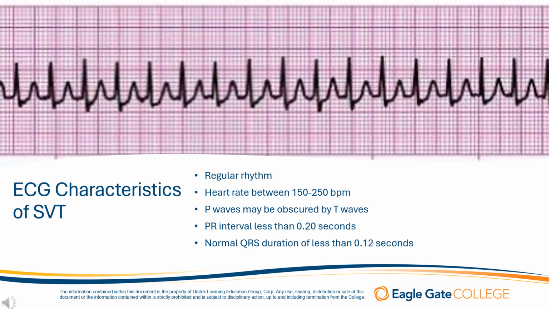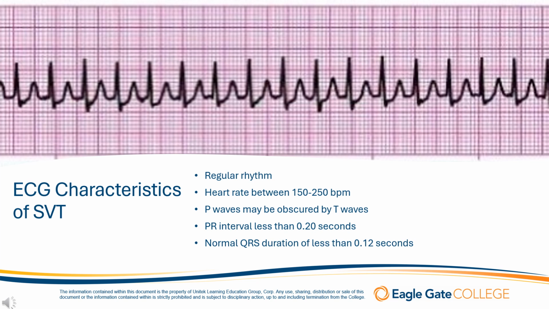In SVT, the heart rate is significantly elevated, typically ranging between 150 and 250 beats per minute. This rapid rate is due to the rapid re-entry circuits or abnormal automaticity within the atria or the AV node. Such high rates can significantly impact cardiac output and patient symptoms, necessitating prompt intervention.